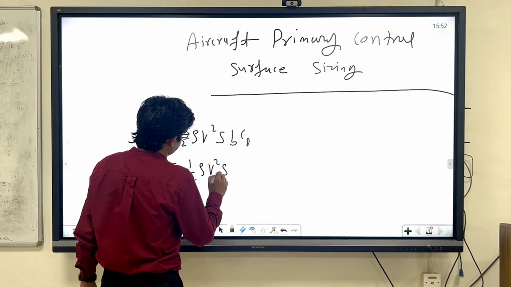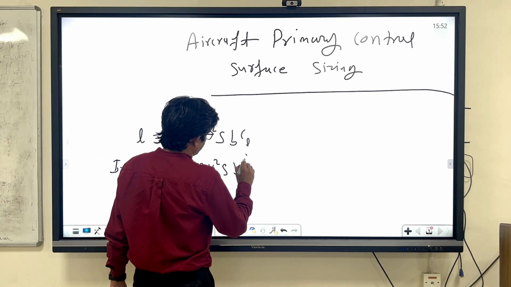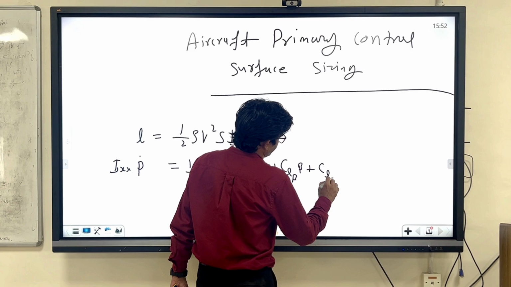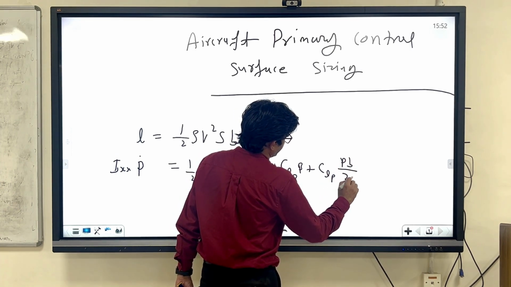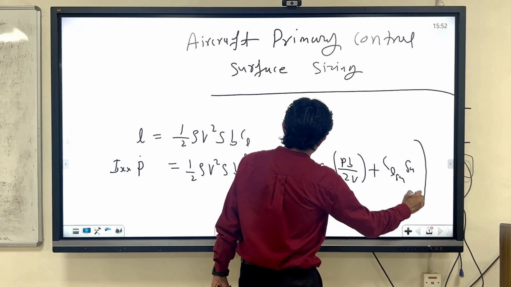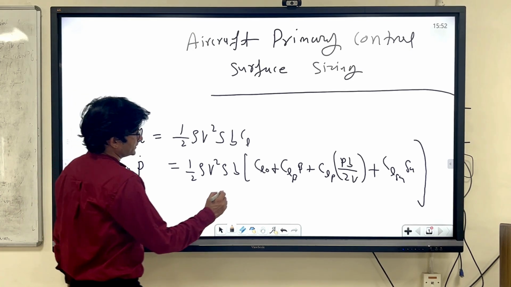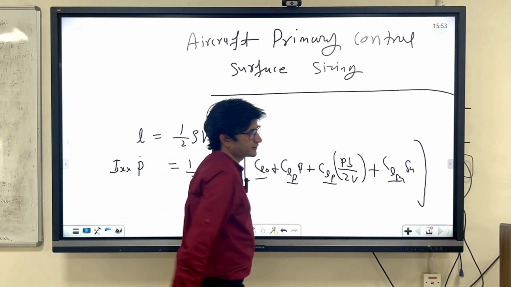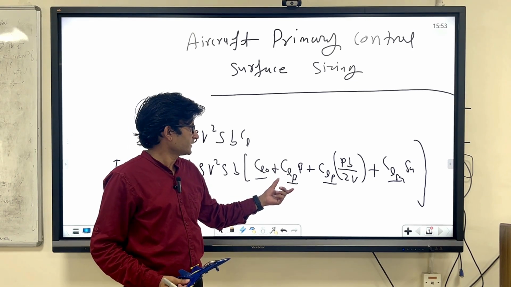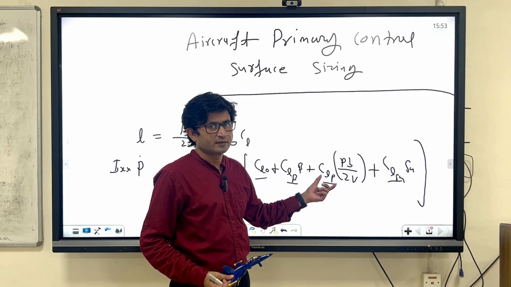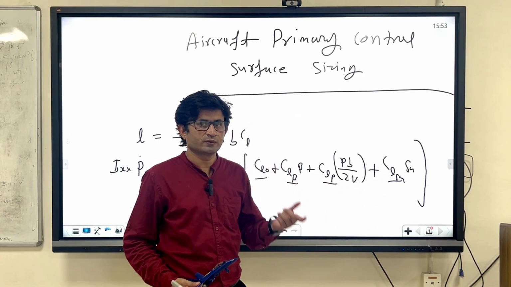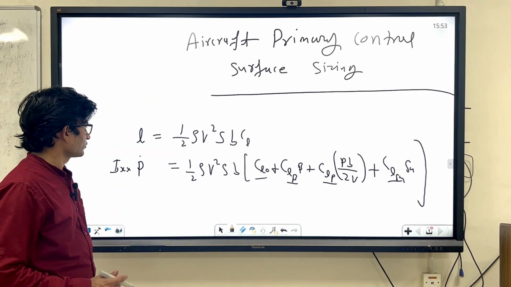Half rho V square S, and dot denotes the derivative here. Here you can write CL naught, CL beta into beta, CL P into P B divided by 2V. And here you can write CL delta A into delta A. All these parts I will explain in the stability and control part of this course. CL beta is the roll stability derivative, CL P is the damping derivative in roll, and CL delta A is the control power; that also we will calculate when we do the aircraft stability and control part. But as of now you can consider it.